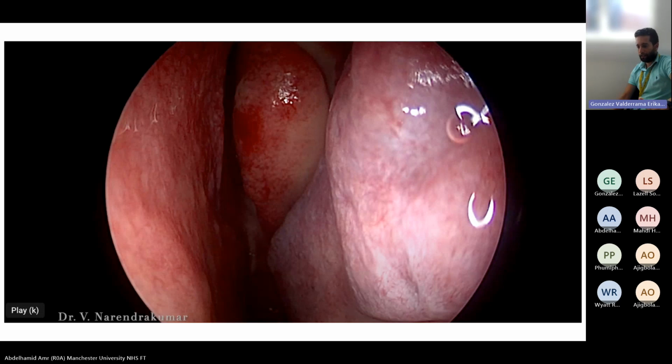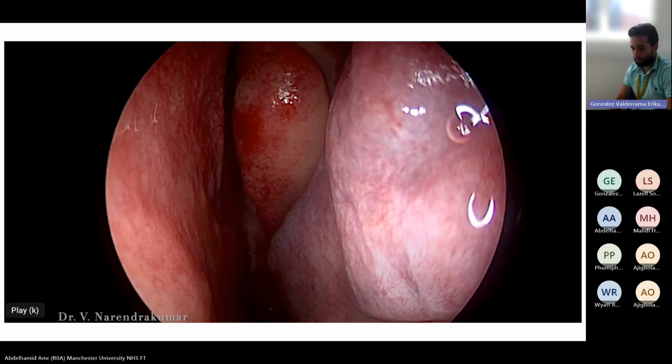You can do that with the flexible scope, but the key with the assessment is that for every patient, we don't generally use sprays to decongest the nose for head and neck patients. But I think it's a must in rhinology patients, because otherwise it'd be quite painful and you won't be able to get through.